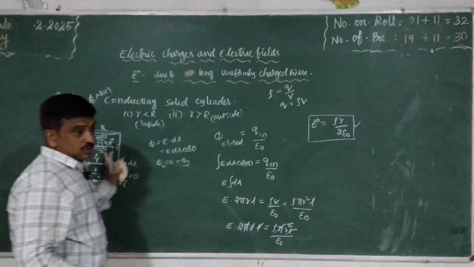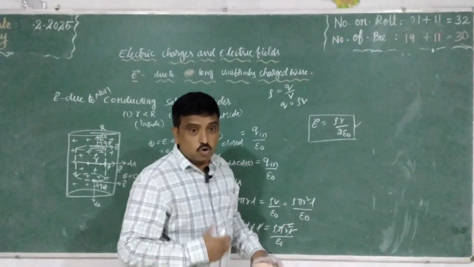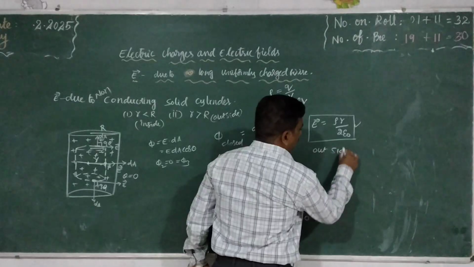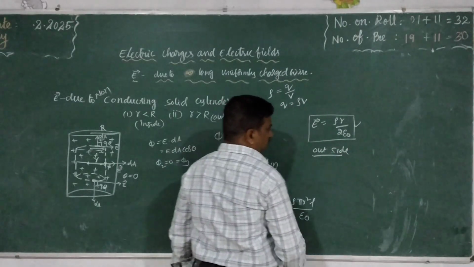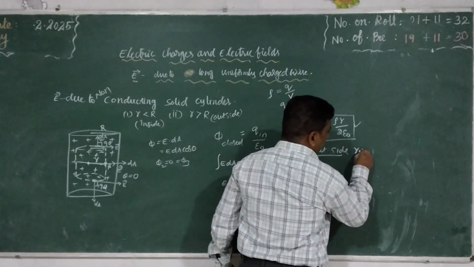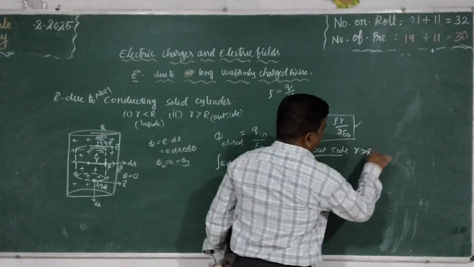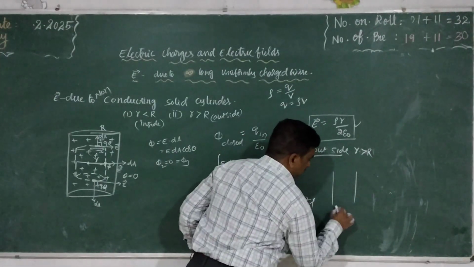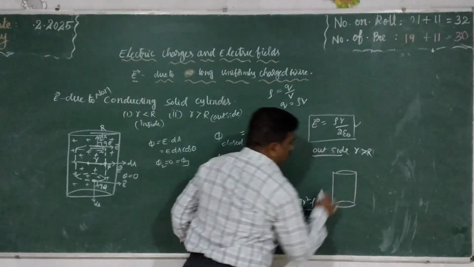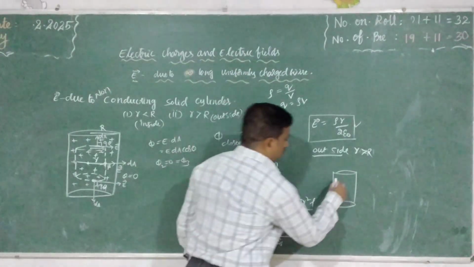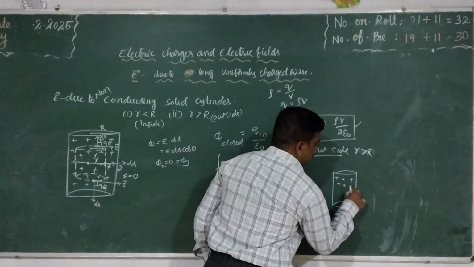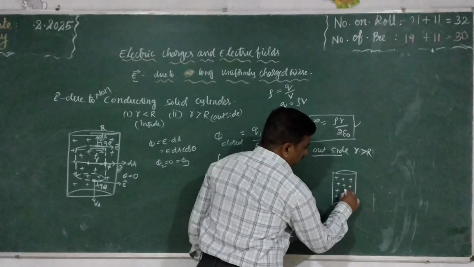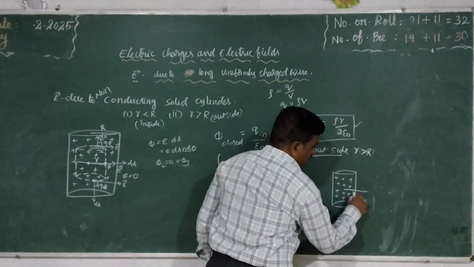So for this solid non-conducting cylinder, we now find the field at an outside point. Outside point means small r is greater than capital R. This is the cylinder, non-conducting solid cylinder. The charge is totally distributed, the whole cylinder has charge. From the center, at some distance, we draw this point.